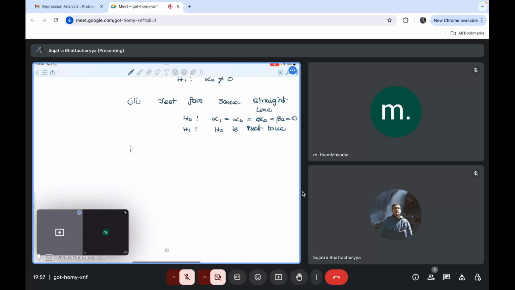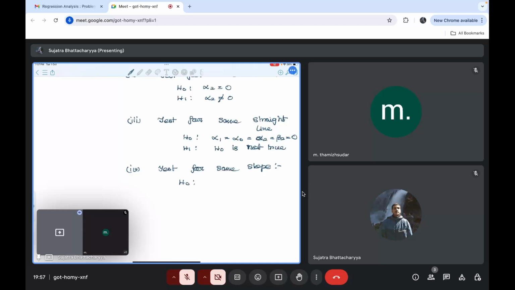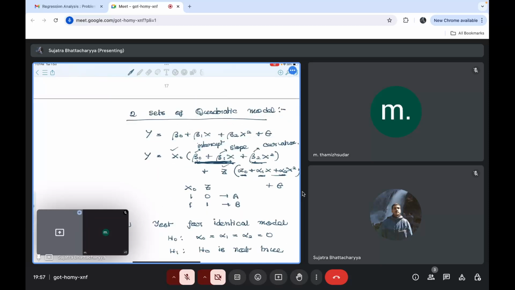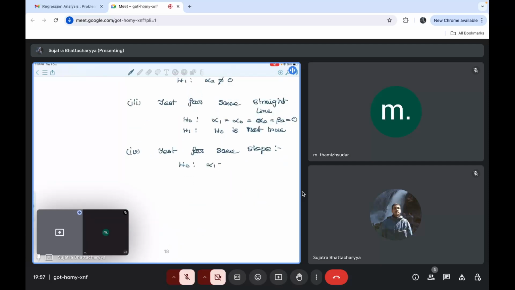And at last, I will stop here. So test for same slope. How will you do it? Slope means beta 1. This will remain, same slope. Intercept will be there, beta 2 will be there. So alpha 1 has to be 0, because alpha 1 is the other slope. So put alpha 1 is equal to 0. Each one is easy. H1 is alpha 1 not equal to 0. So in this way, you can create your own hypothesis and test it.